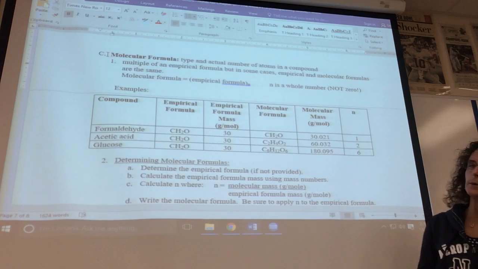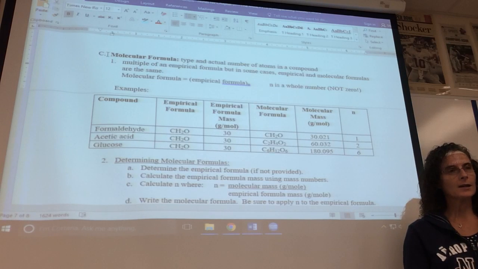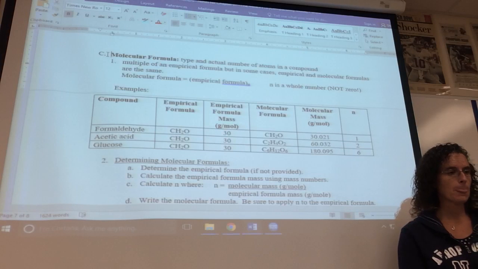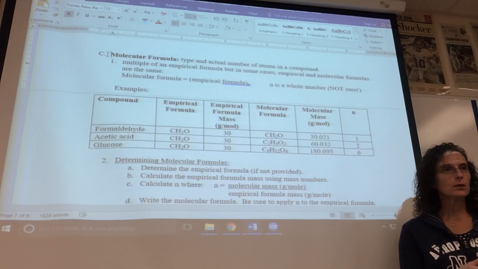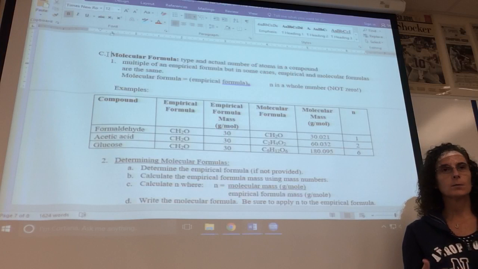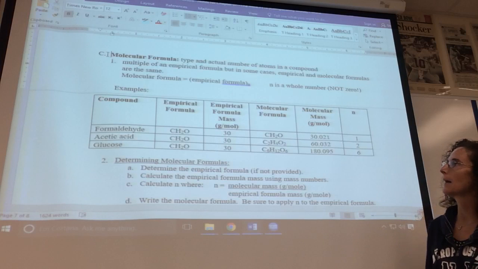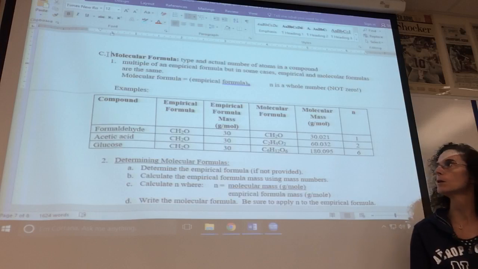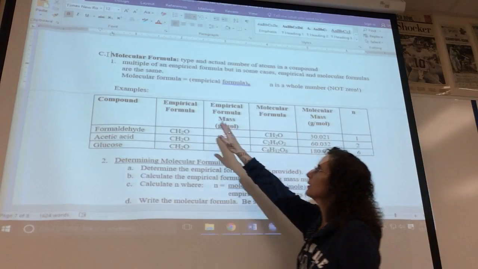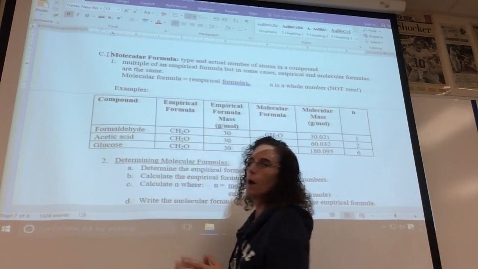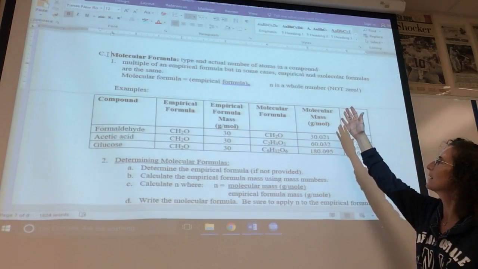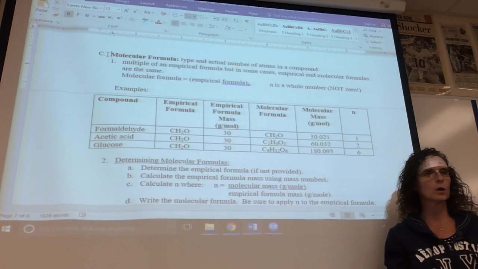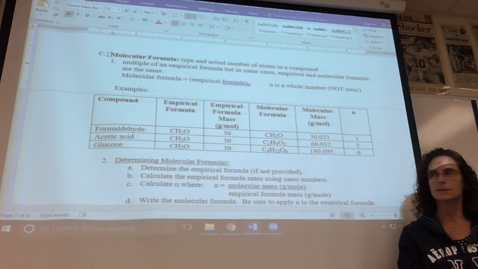So a molecular formula tells you not only what atoms are in the compound, but how many of each you really have. A molecular formula is a multiple of the empirical formula, and we're going to figure out what that multiple is and how to apply it. Now, in some cases, molecular and empirical formulas are the same if the multiple is 1. So a molecular formula is some multiple of an empirical formula, n being that multiple, a whole number such as 1, 2, 3, 4, 5, 6, 7, 8, 9, 10, not 0.